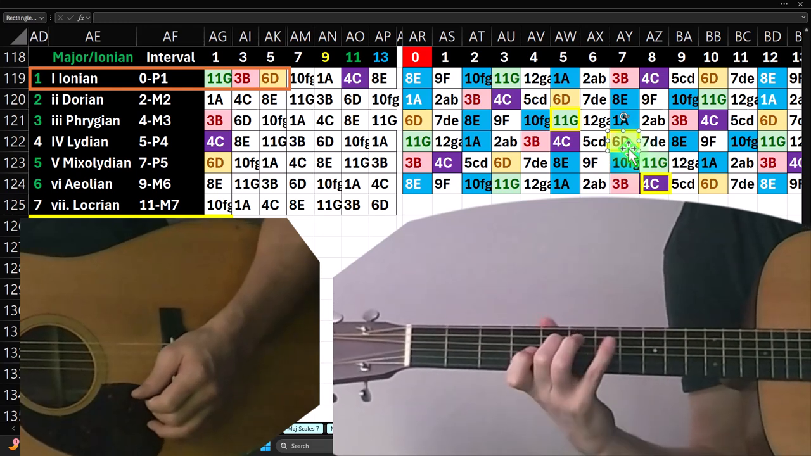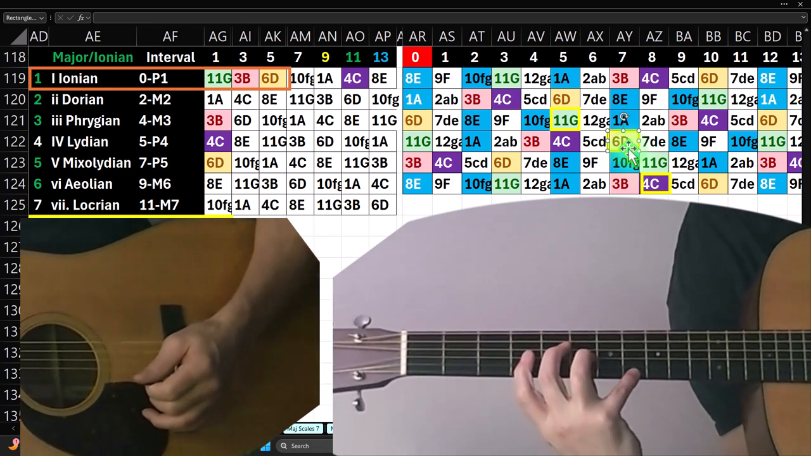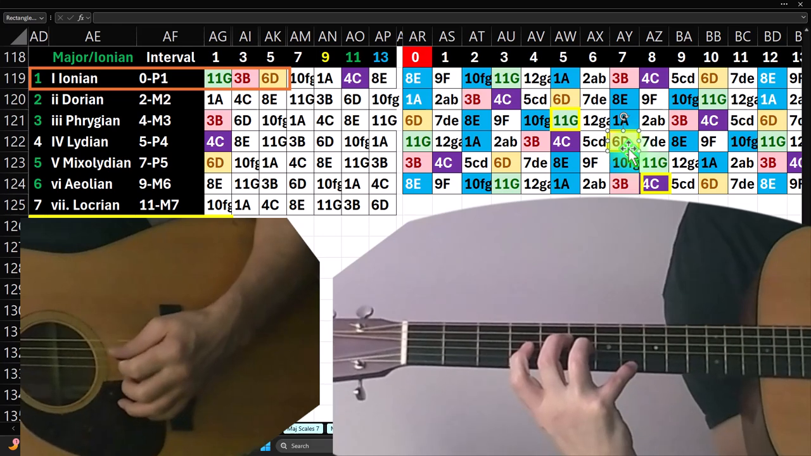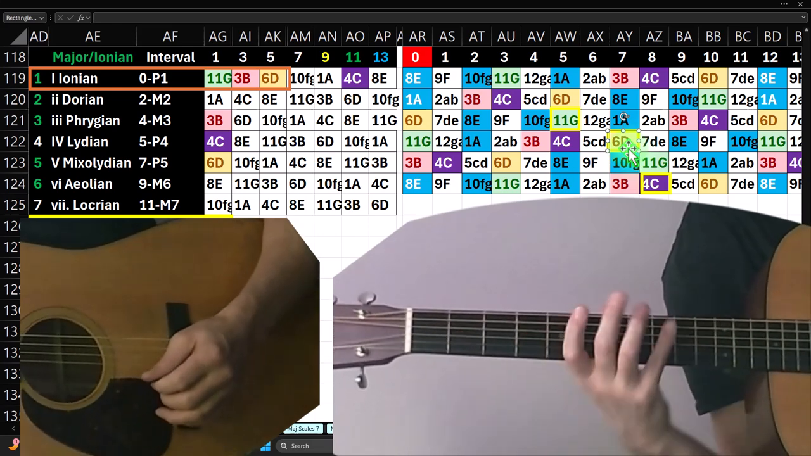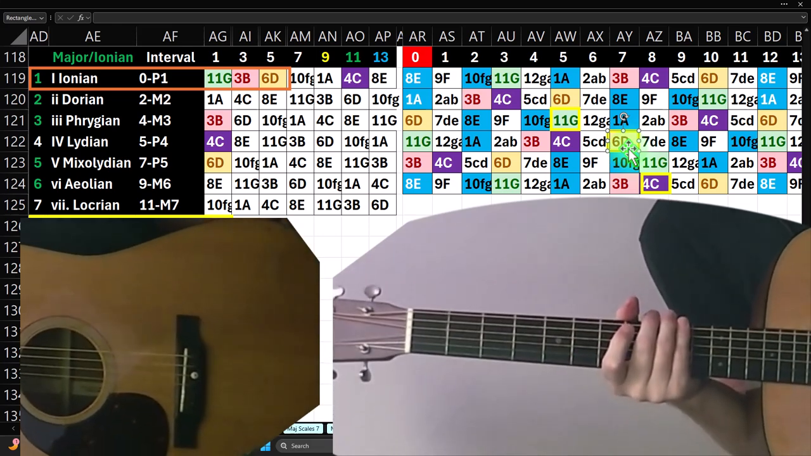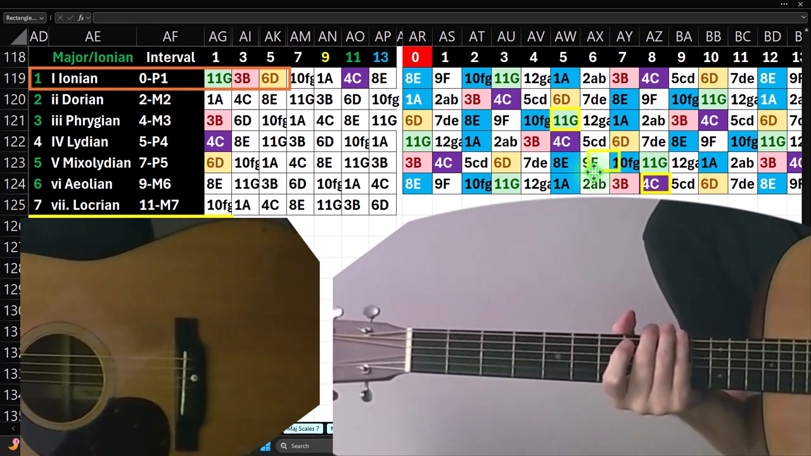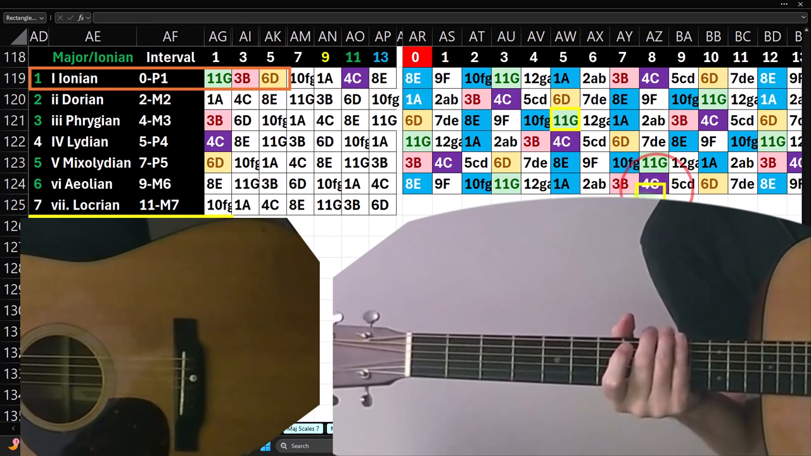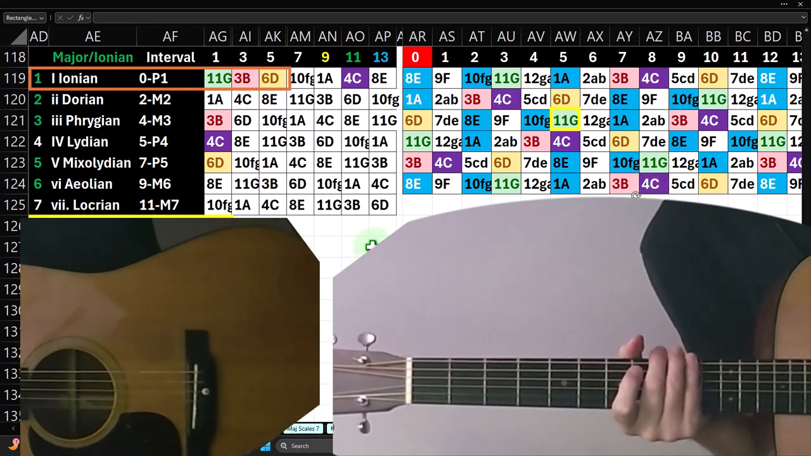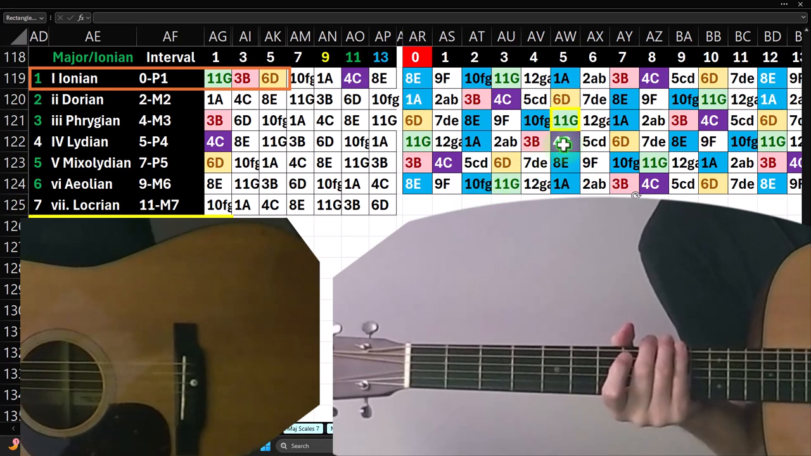Could put the 3 back here and then the 11. That is not as doable. Ow, it hurt my wrist. Don't try that at home. I'm a professional. Okay, all right, you could try it, but just don't sue me if you hurt your wrist.